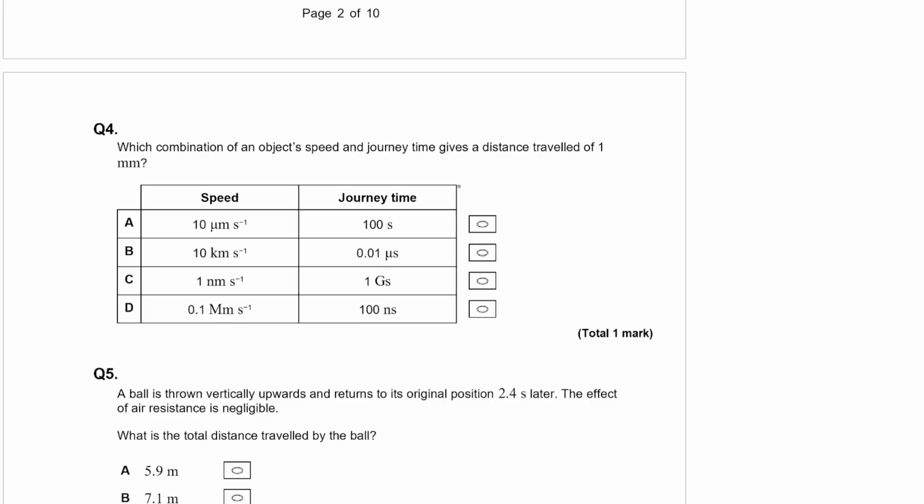Okay, so the distance is just speed times time. Micro is 10 to the power minus 6. So we're going to convert 10 to the power minus 10 into 10 to the power minus 6 times 100, which is 10 to the power minus 3, which is 1 mm. Oh, we got the first one as our answer. So first is the answer. Okay.